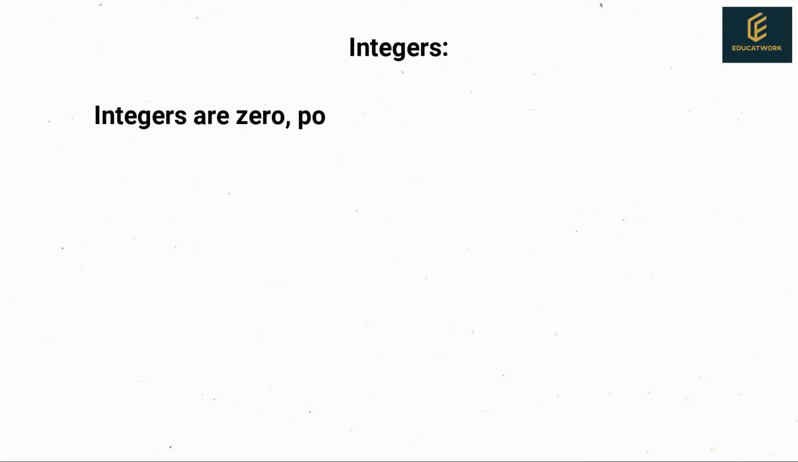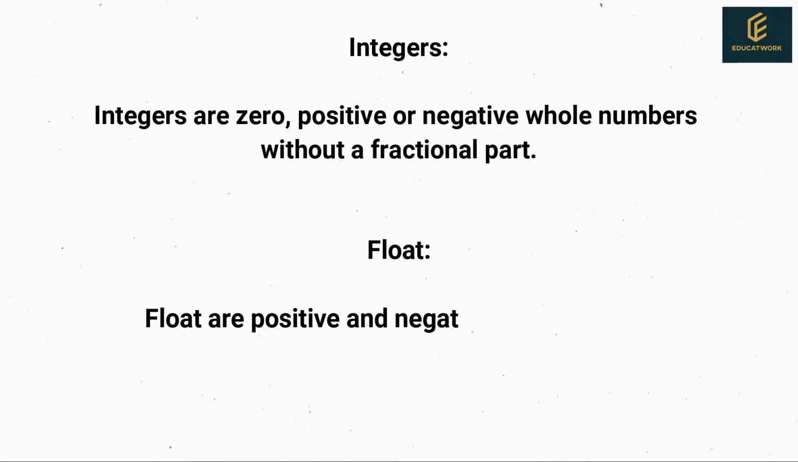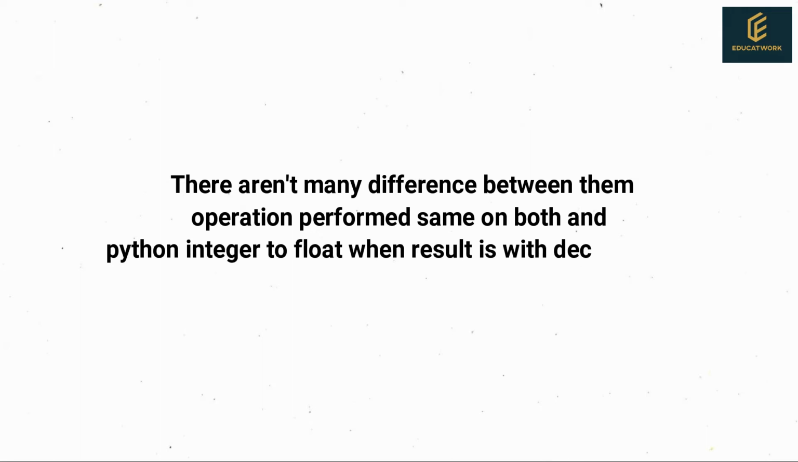In Python, integers are 0, positive or negative whole numbers without a fractional part, whereas floating point numbers, floats, are positive and negative real numbers with a fractional part denoted by the decimal symbol. There aren't many differences between them. The operations we can perform on them are the same, and, as we will see, Python converts integers to floats automatically when an operation results in a number with decimals.